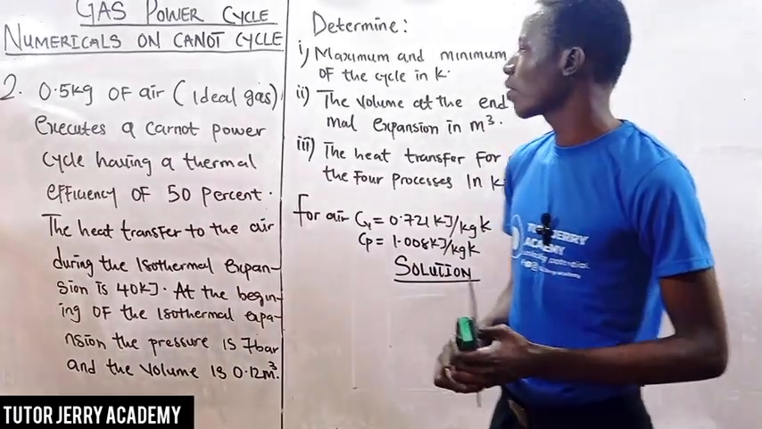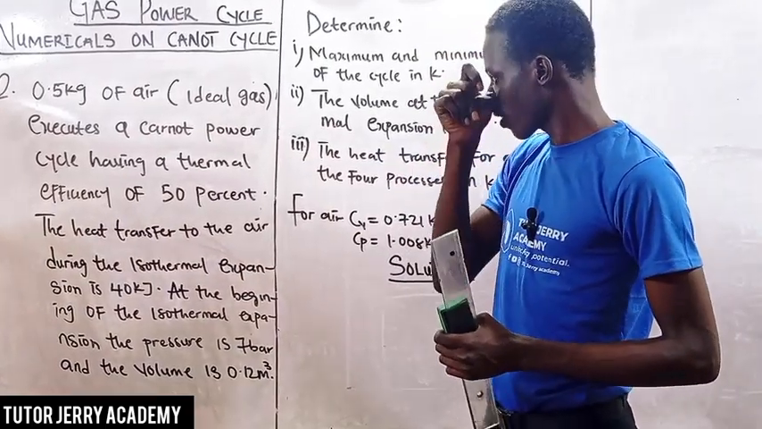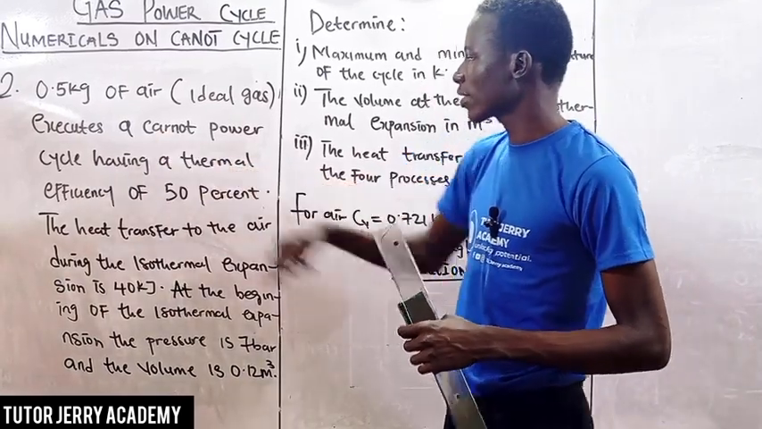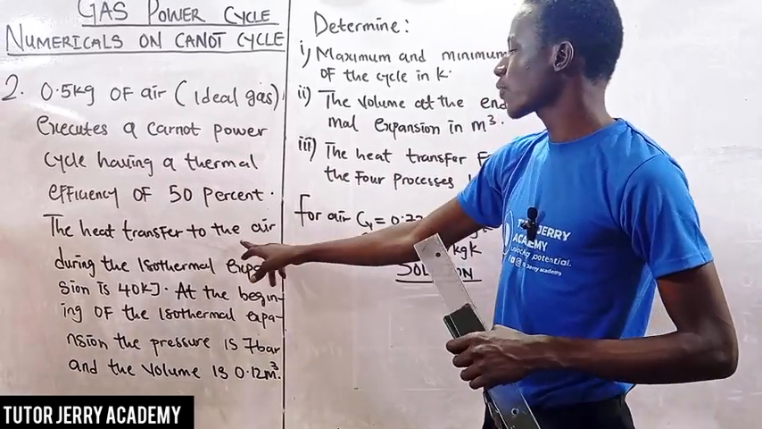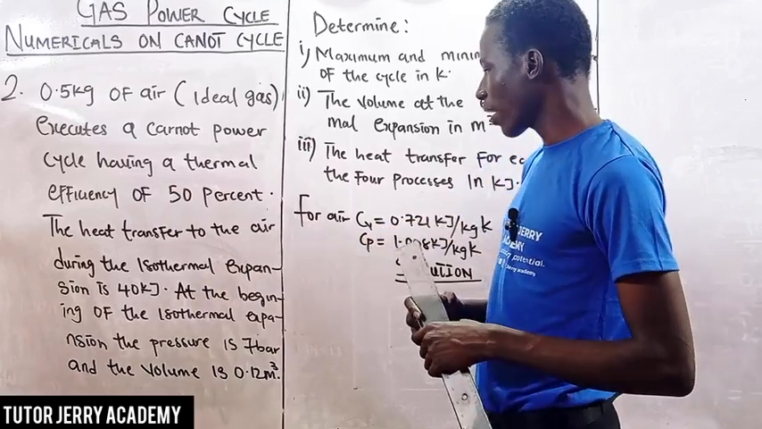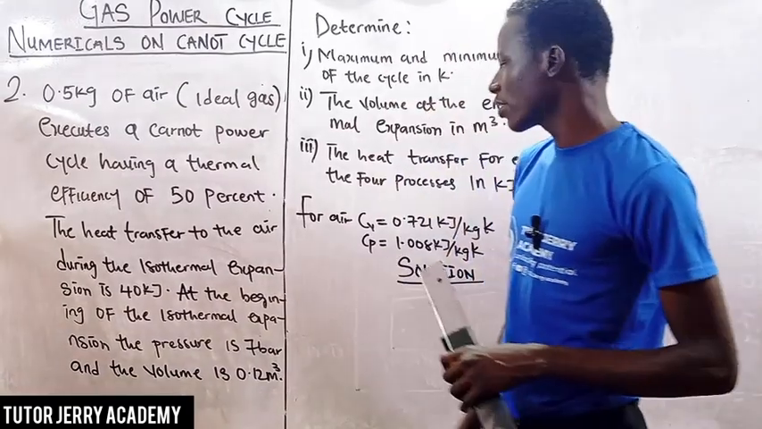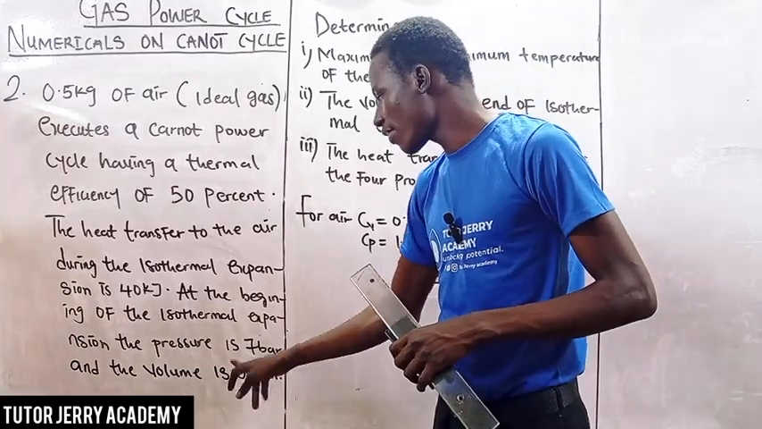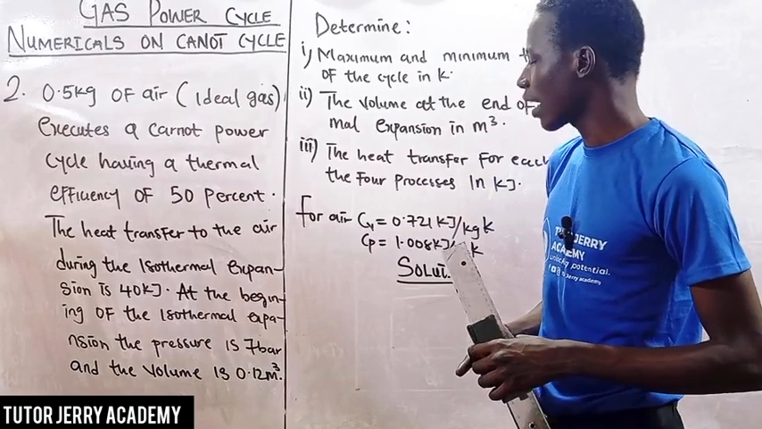So question number two says 0.5 kilogram of air. Of course, we are told that the air is an ideal gas. It executes a Carnot power cycle, having a thermal efficiency of 50%. The heat transfer to the air during the isothermal expansion is 40 kilojoules. At the beginning of the isothermal expansion, the pressure is 7 bar and the volume is 0.12 meter cube.